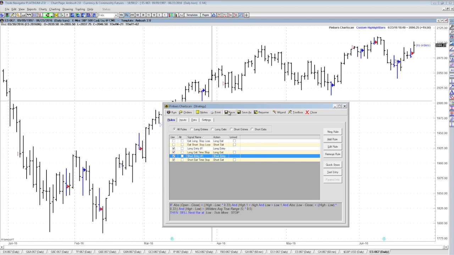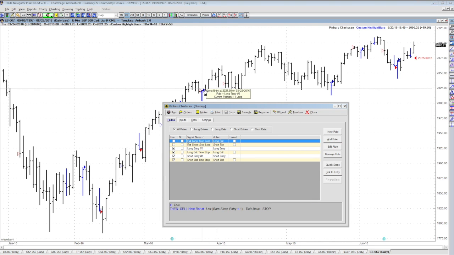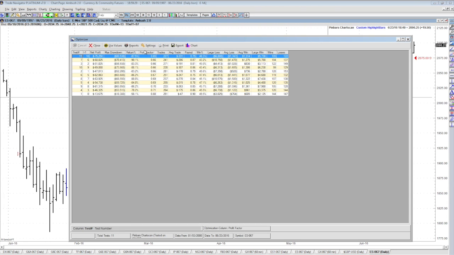Minus a tick move, which in the E-mini S&P is 0.25. So that's what happens now. So we don't get in at the market anymore, but instead wait if the bar gets triggered or not. And then we just rerun the whole thing. But as you can see, results actually got worse. So this provides worse results than just getting in at the market.